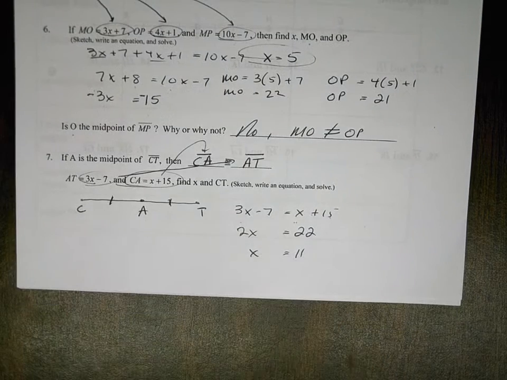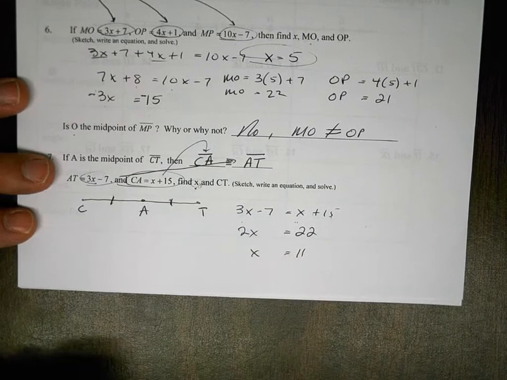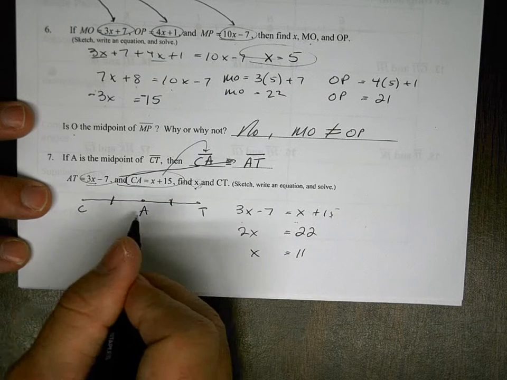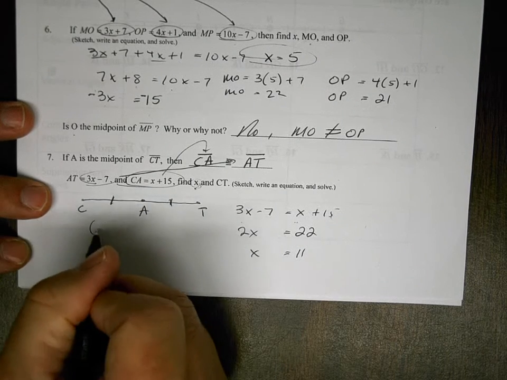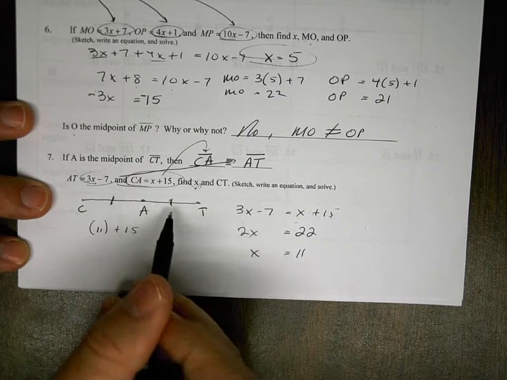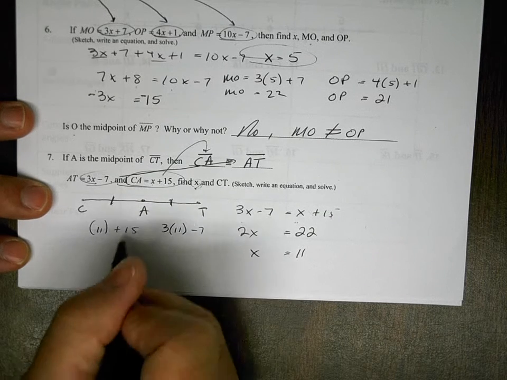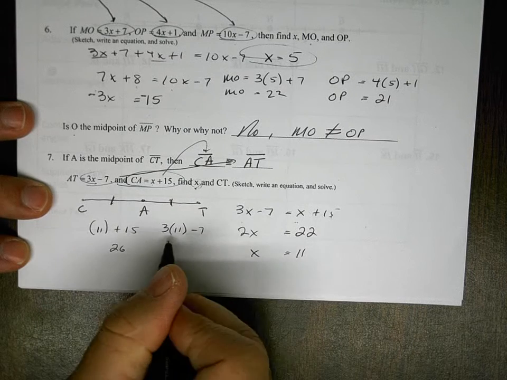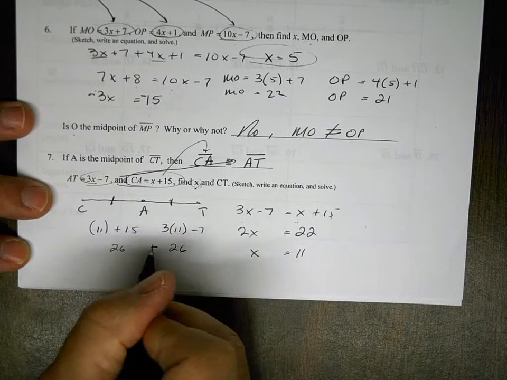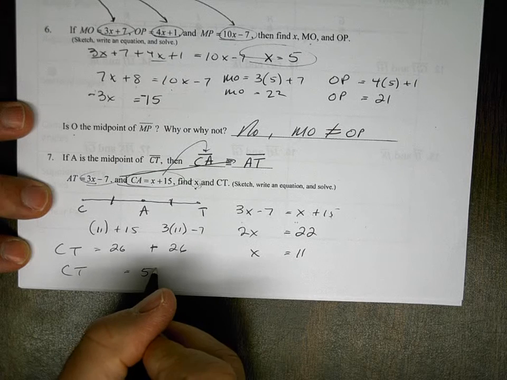Okay? Is that what they wanted? Are we done? Partway, we found x, that's what they wanted, but now they want CT. Well, some of you might have plugged in CA equals x plus 15, or 11 plus 15, and AT equals 3 times 11 minus 7. This is 26, and this is 33 minus 7, which is 26. Add those together and you get CT equals 50.